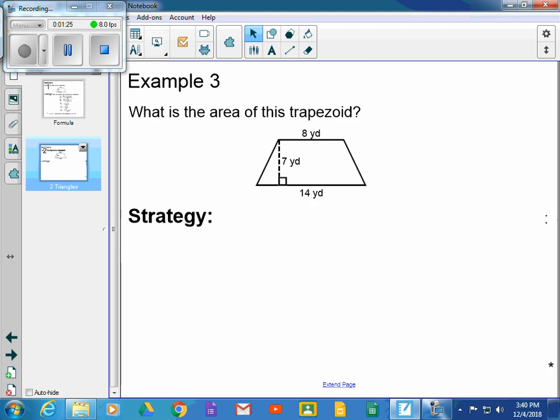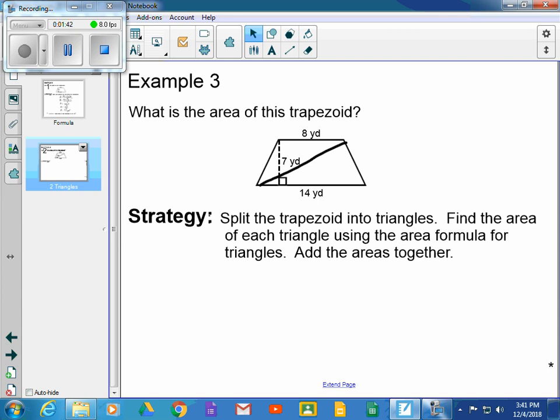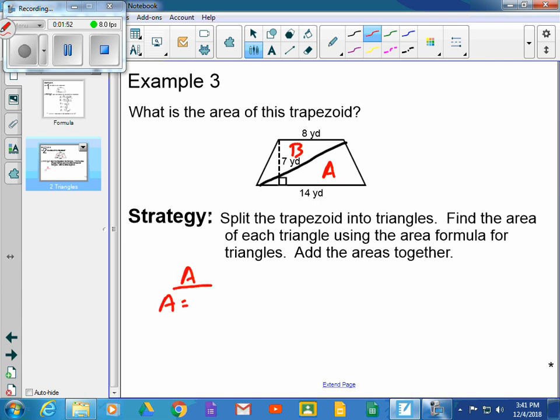Now another method, if you're a person that doesn't like to memorize equations, is to divide that trapezoid into two triangles by drawing a diagonal across, find the area of each triangle, and then add them together. So I'm going to call this first triangle A and this triangle B. Find the area of each of those by using the equation base times height divided by 2.